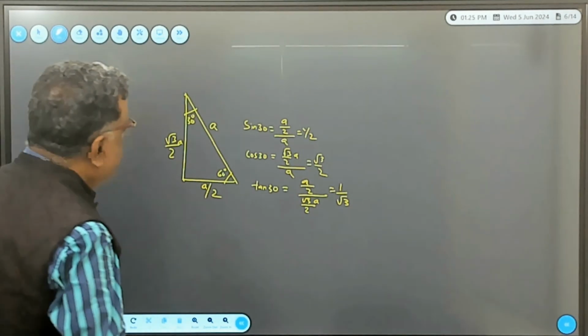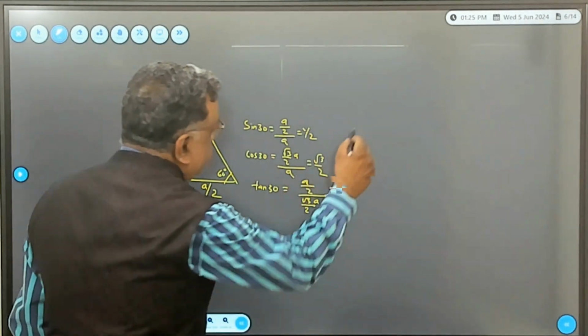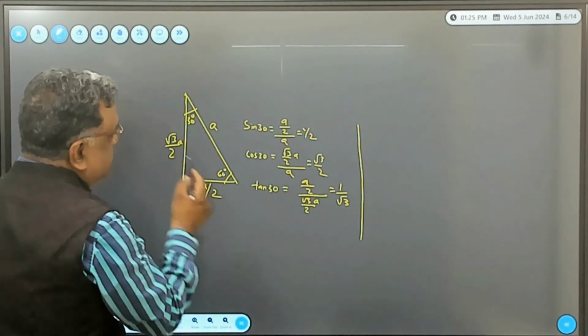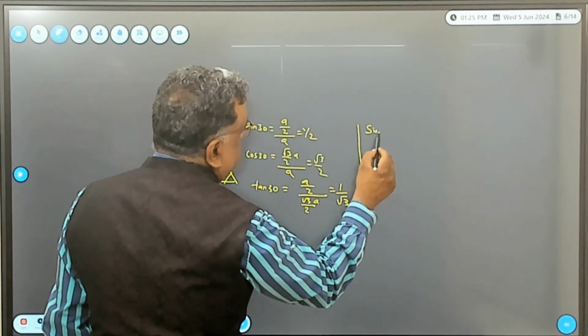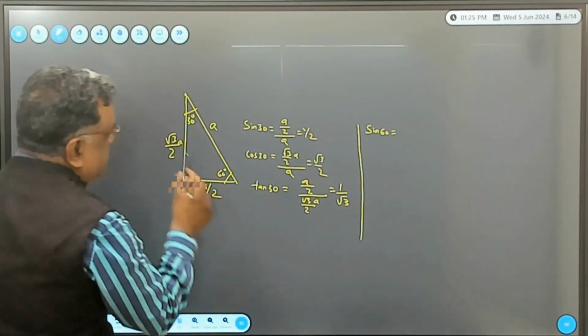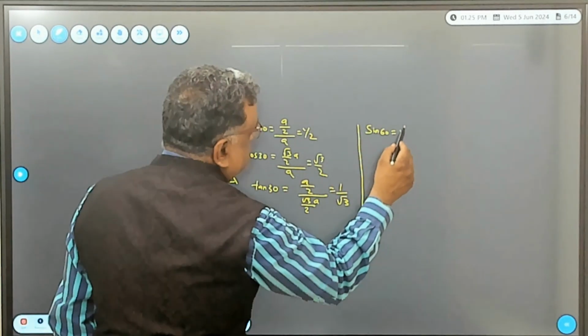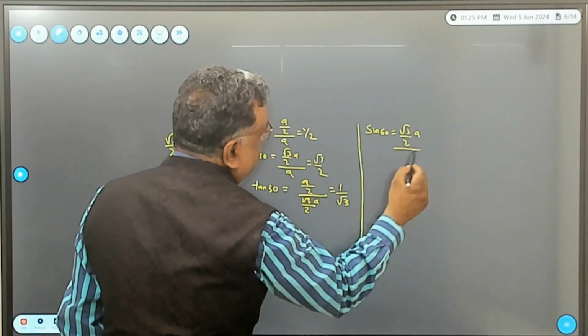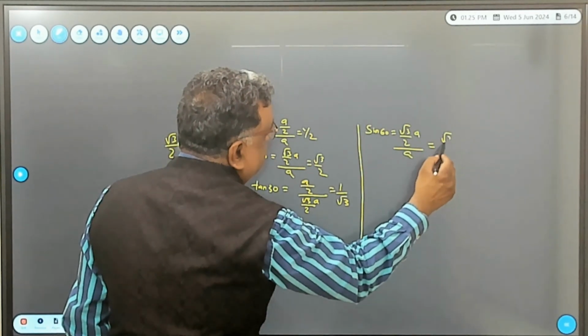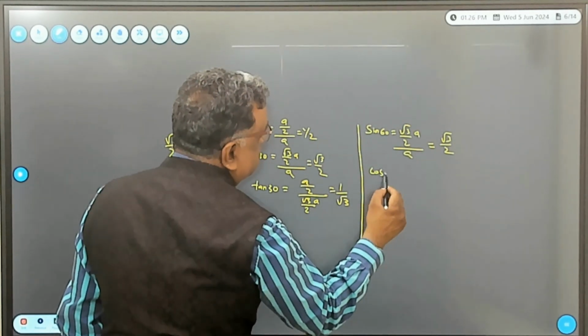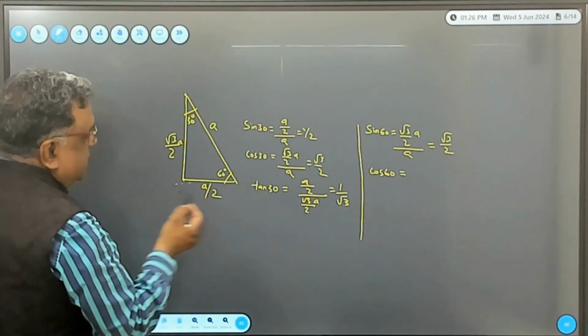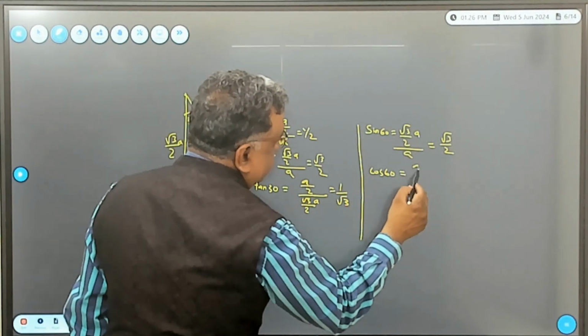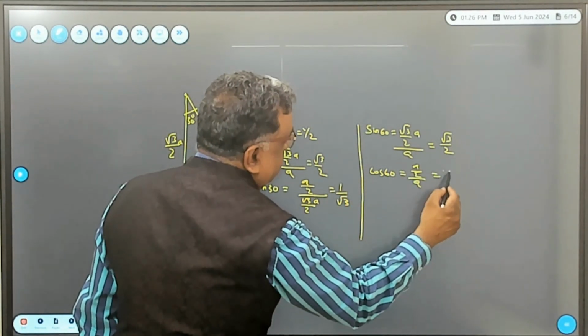So now in the same triangle, I can find out sine 60. So what is sine 60? Sine 60 is opposite upon hypotenuse, which is root 3 by 2 A upon A, which is root 3 by 2. What is cos 60? Cos 60 is adjacent upon hypotenuse, which is A by 2 upon A, which is half.